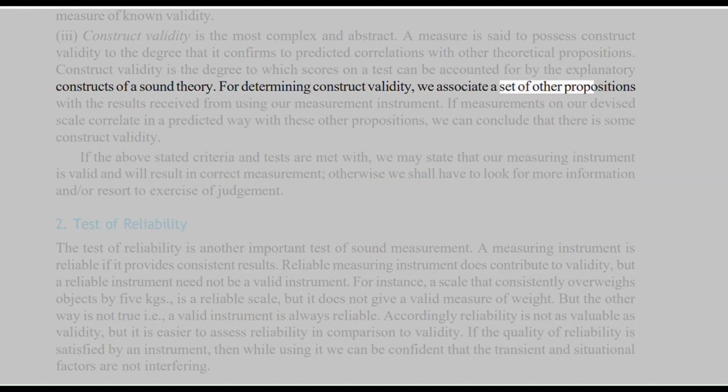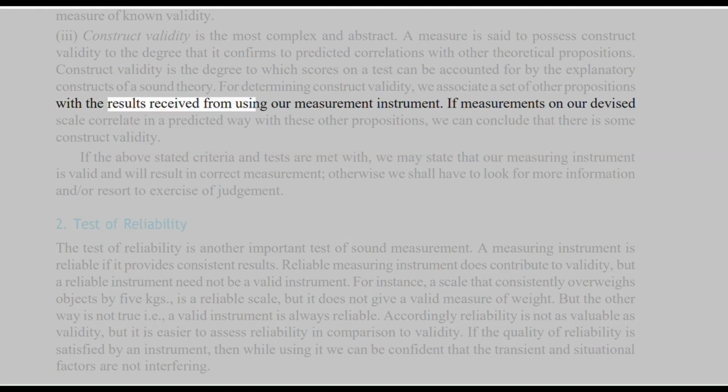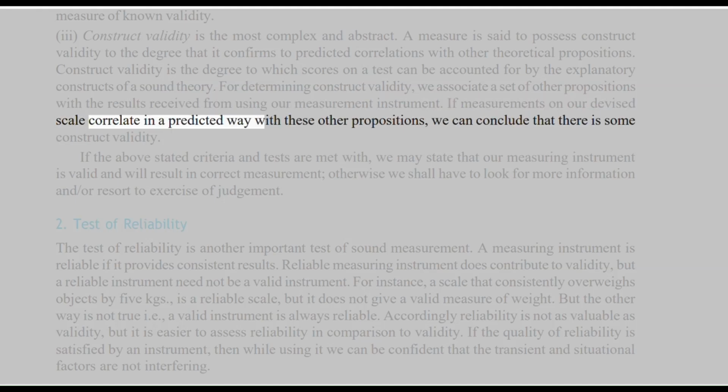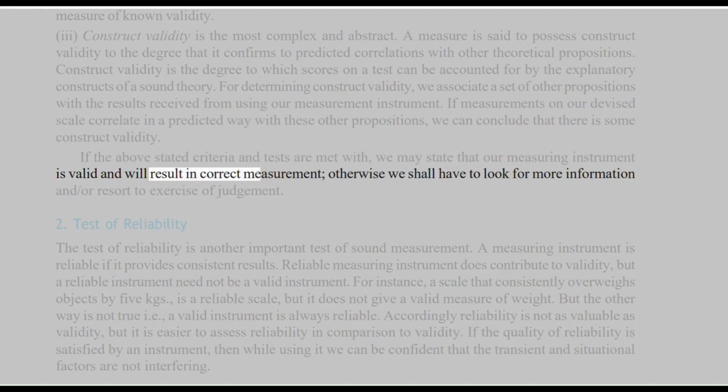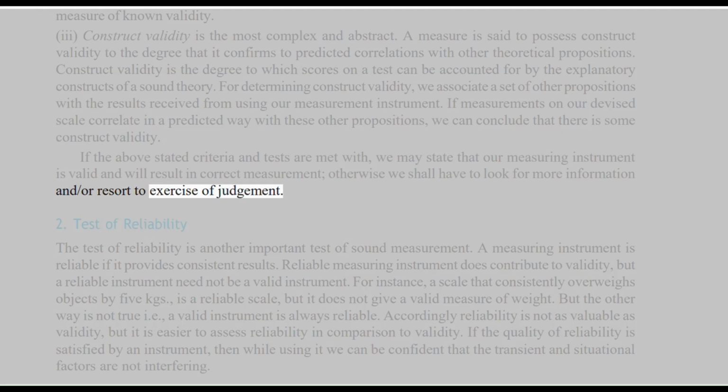For determining construct validity, we associate a set of other propositions with the results received from using our measurement instrument. If measurements on our devised scale correlate in a predicted way with these other propositions, we can conclude that there is some construct validity. If the above stated criteria and tests are met with, we may state that our measuring instrument is valid and will result in correct measurement. Otherwise, we shall have to look for more information and/or resort to exercise of judgment.